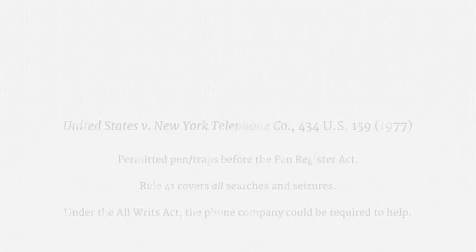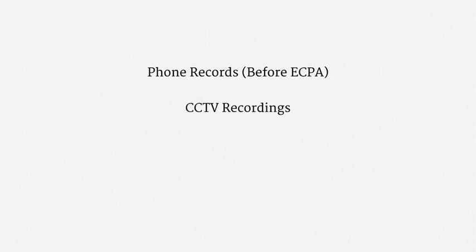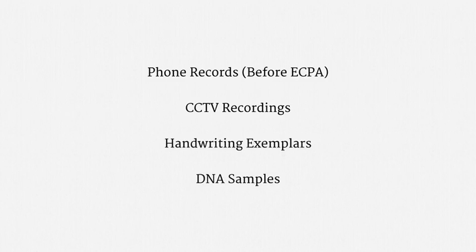Let me give a few other examples. Writs used to be used to obtain phone records before ECPA was enacted. They've also been used to obtain CCTV recordings. Outside the context of electronic surveillance, they've been used to compel handwriting exemplars and DNA samples.